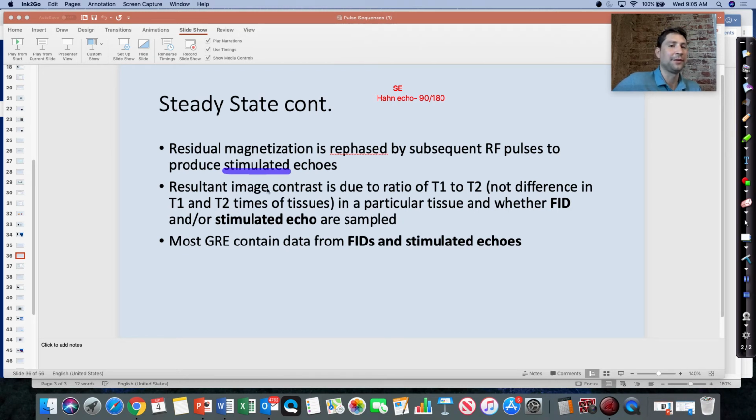So our resultant image in gradient echo is a ratio of T1 and T2 times, and whether the free induction decay and/or the stimulated echo are sampled. So I'll go over that a little bit more with these diagrams.